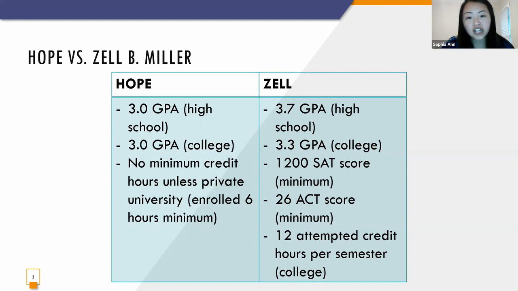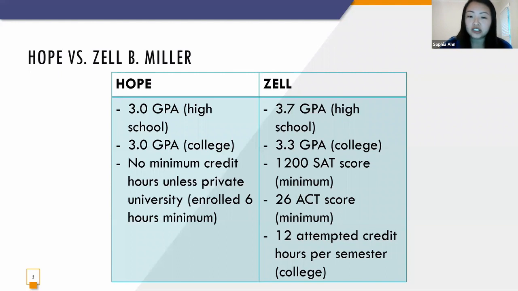And then the other thing with Zell is that you can only get Zell right out of high school as a senior. So even if you get a 3.7 GPA your first semester of college, but you didn't get that GPA at the end of high school, you can't qualify for Zell anymore, unfortunately, but you can still always qualify for HOPE. And then Zell also requires a couple more requirements, such as getting a 1200 SAT minimum score and a 26 ACT minimum score, and that's cumulative. And it has to be within one test. So I don't think it super scores it.